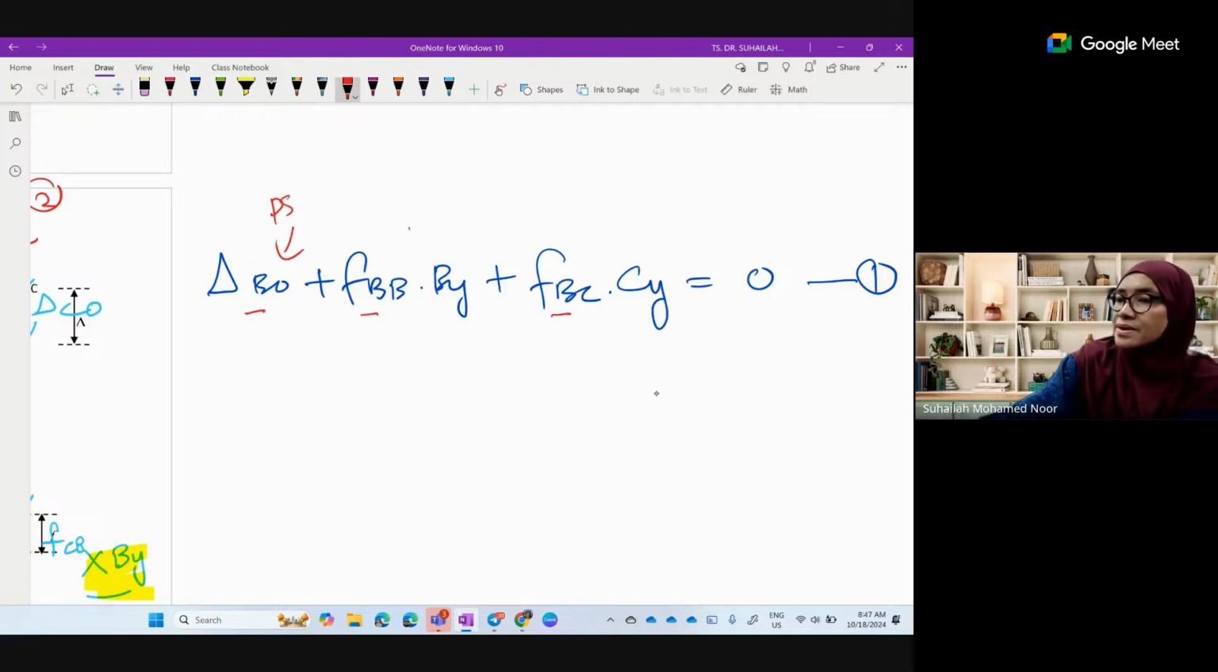Okay, so yang ni redundant 1. Yang ni redundant 2. Okay, redundant 1, redundant 2. So the first notation for the position, the second notation for the beam, for type of beam. So primary structure, redundant 1, redundant 2. Okay, so that is equation number 1.